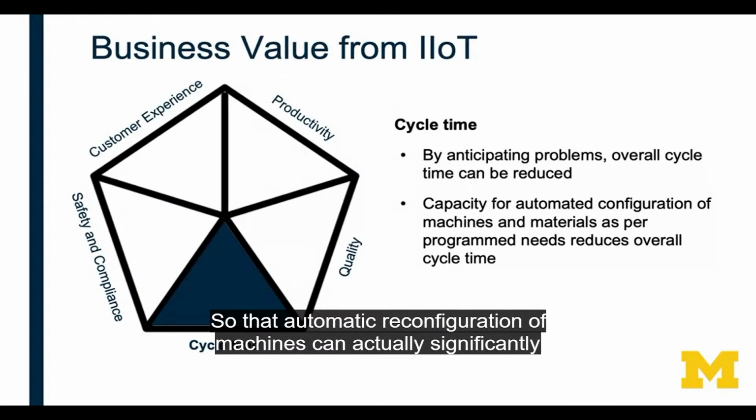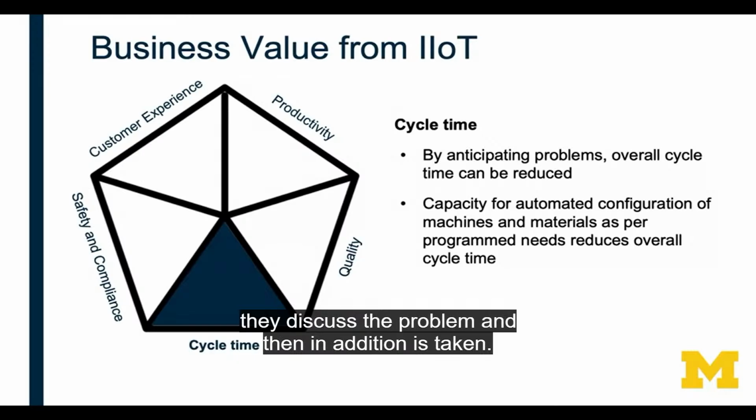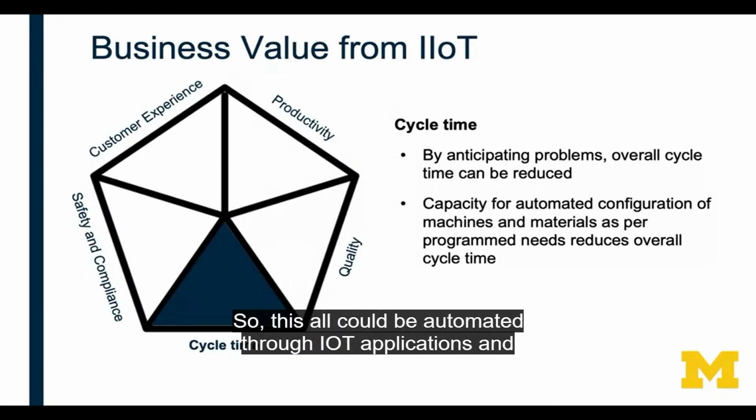So that automatic reconfiguration of machines can significantly reduce the typical management latency time, where somebody reports a problem, they discuss the problem, and then action is taken. So this all could be automated through IoT applications and hence shrink the overall cycle time.